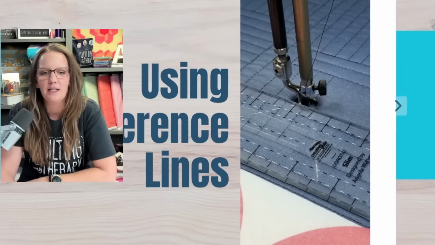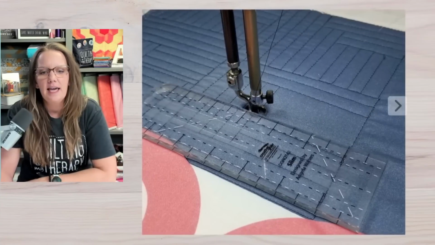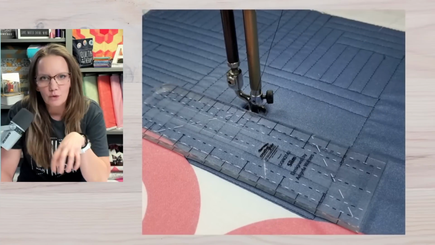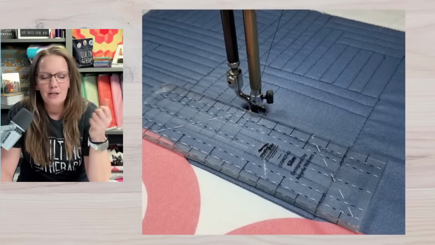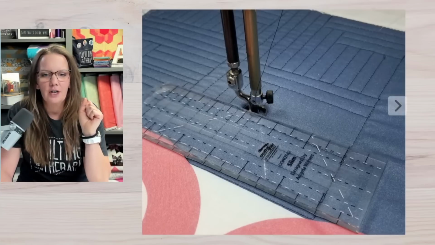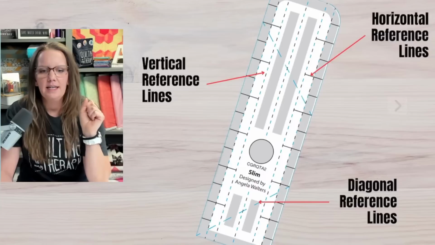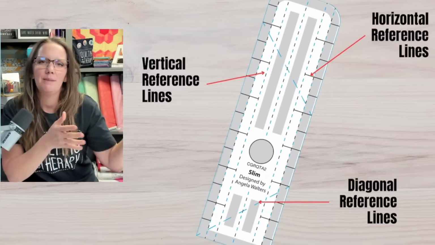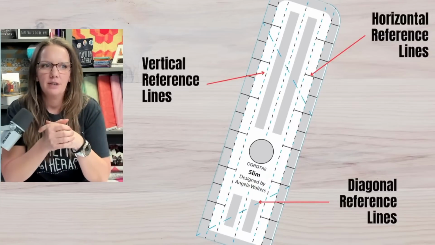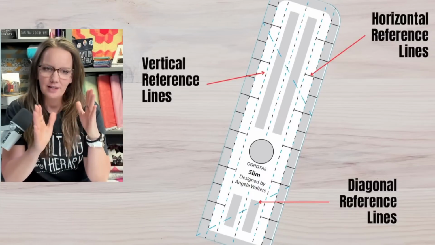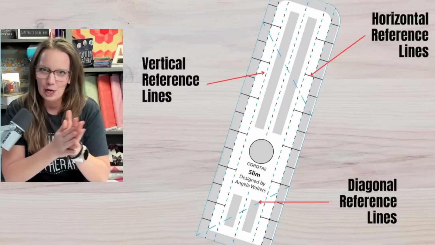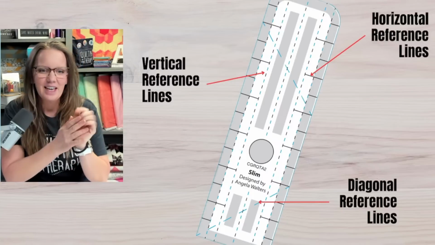But let's talk about using those reference lines. Again, if I'm using that straight edge ruler for echoing, I'm going to use those reference lines to keep those lines kind of straight. One thing I decided to do was make step-by-step diagrams. I know it's really helpful to see it in action, but sometimes just seeing a still shot, clear diagrams might help. So hopefully this helps make sense.